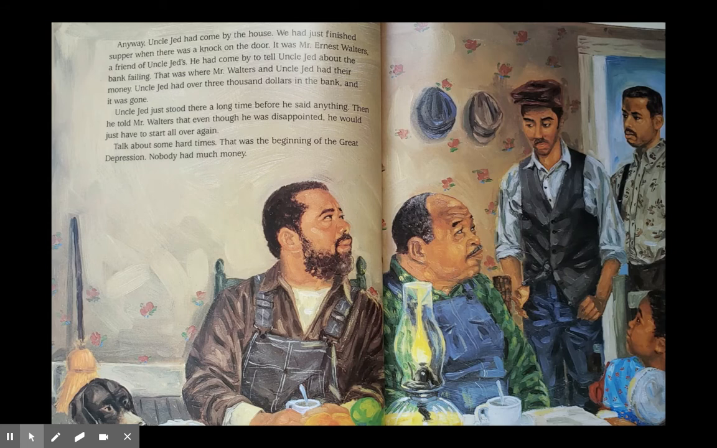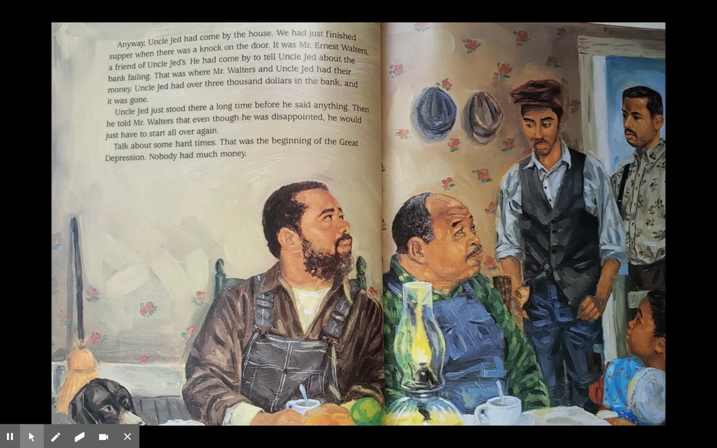We had just finished supper when there was a knock on the door. It was Mr. Ernest Walters, a friend of Uncle Jed's. He had come by to tell Uncle Jed about the bank failing. That was where Mr. Walters and Uncle Jed had their money. Uncle Jed had over $3,000 in the bank, and it was gone. Uncle Jed just stood there a long time before he said anything. Then he told Mr. Walters that even though he was disappointed, he would just have to start all over again.